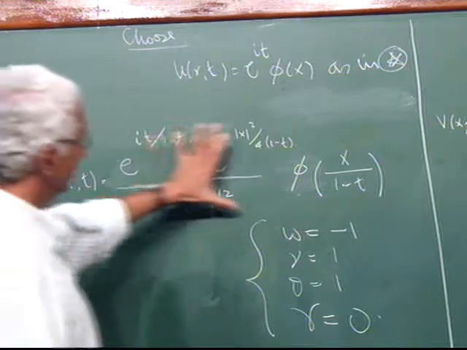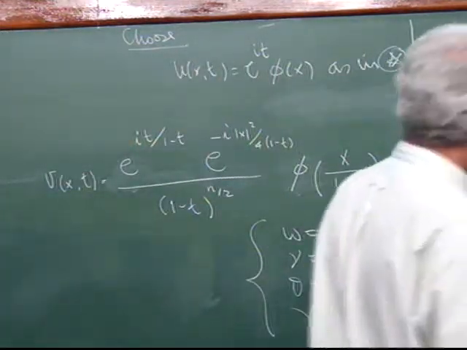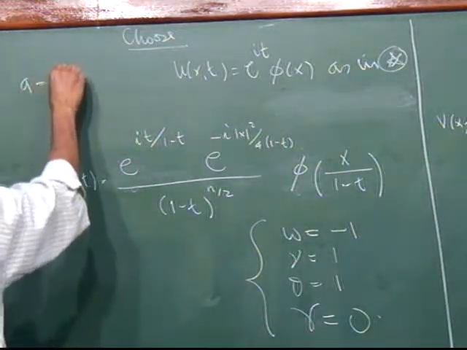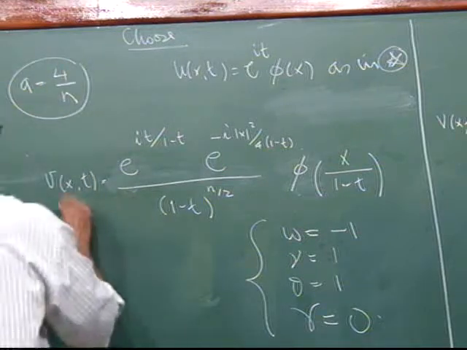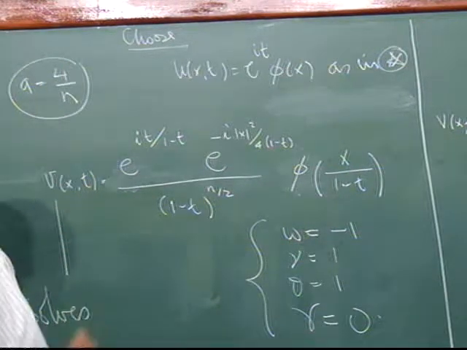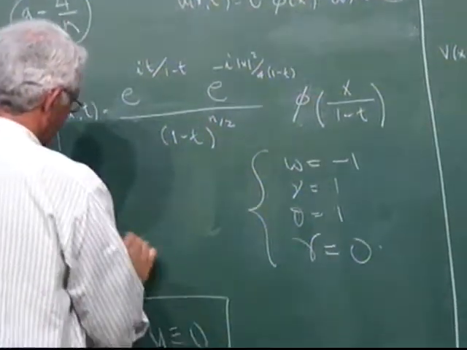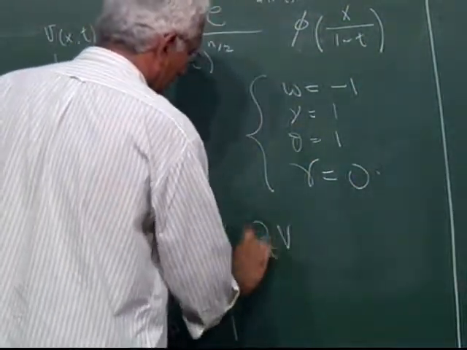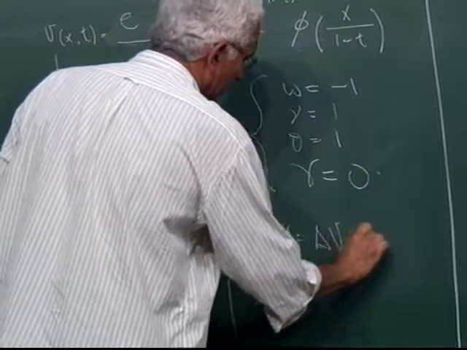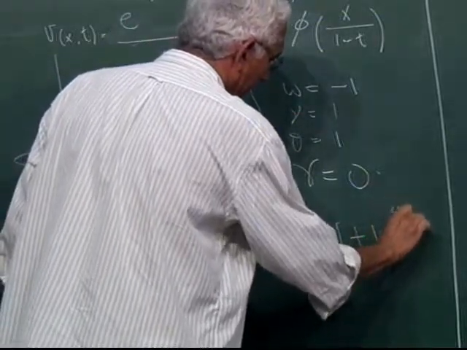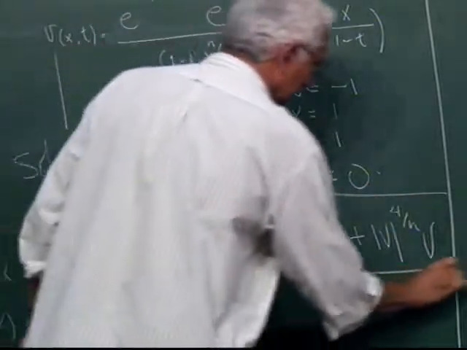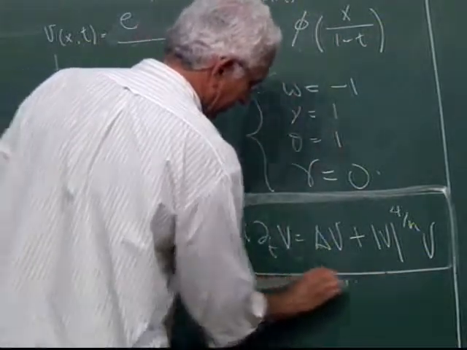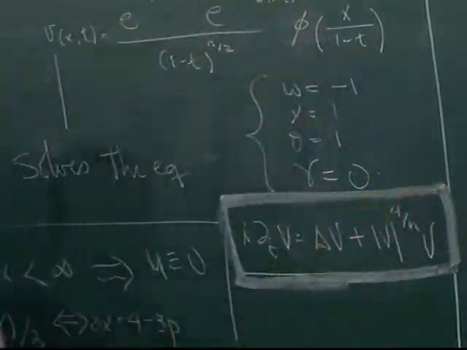Then this is a solution of, if you wish, this same equation. Suppose that A is equal to 4 over n to simplify your life. Then this solves the same equation: dt of u equals Laplacian of u plus u to the power 4 over n times u. It solves exactly the same equation. Okay, let's simplify our life.